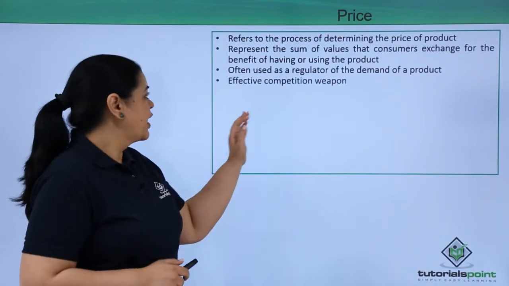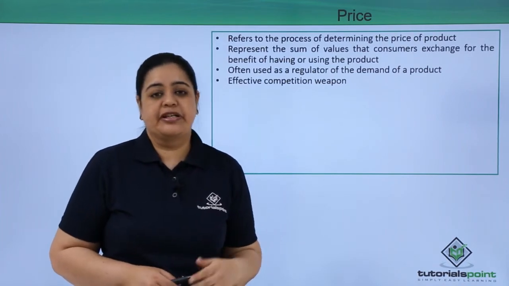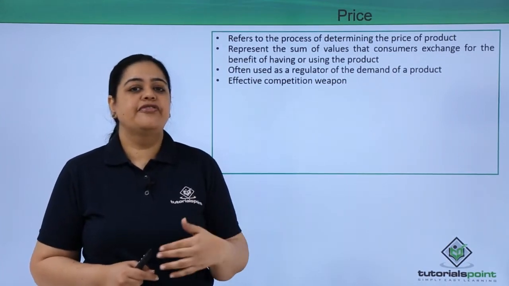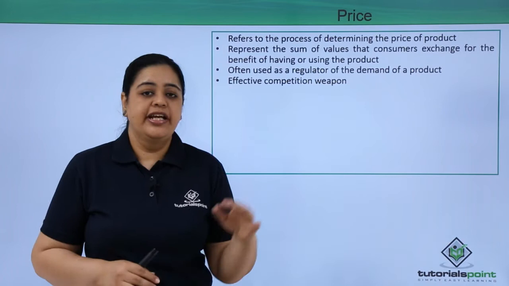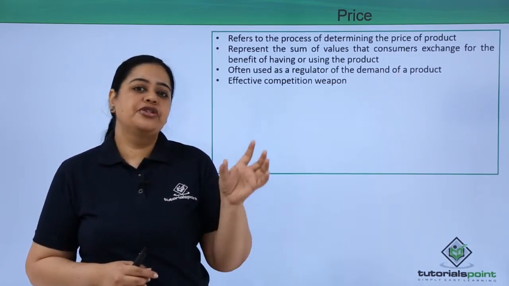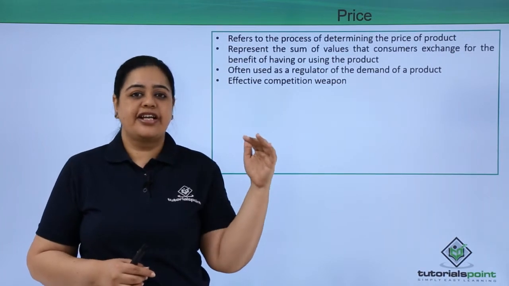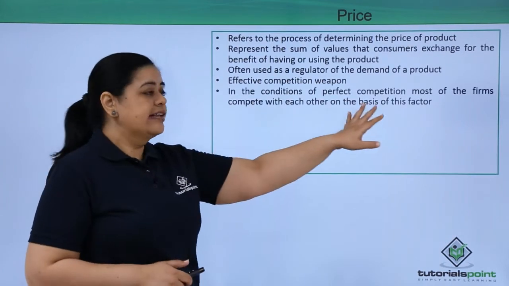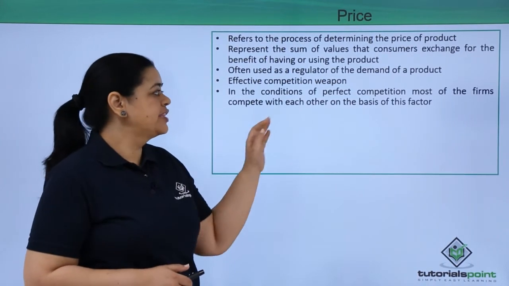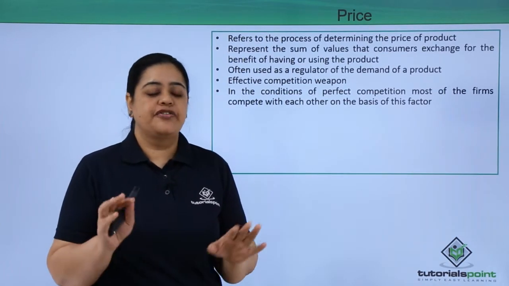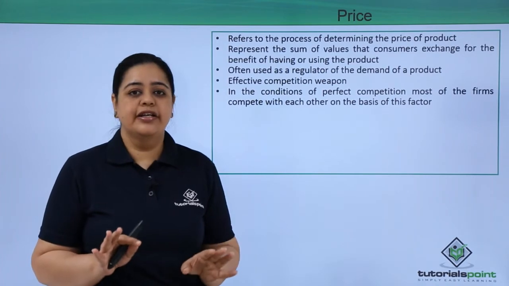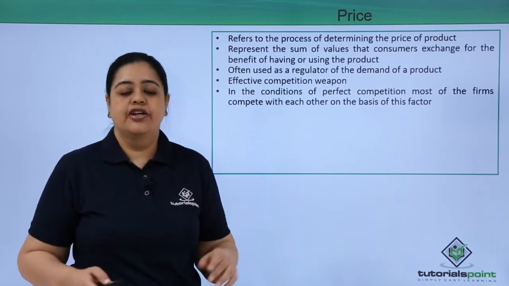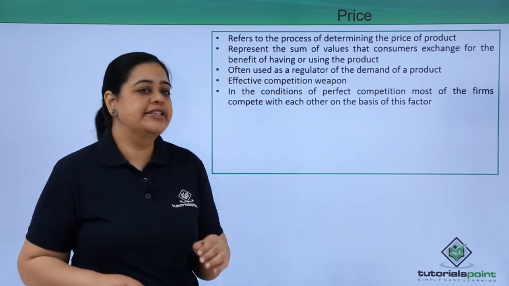Okay, now remember, it is an effective competition weapon. For example, if you want to capture mass market, then you always go in for a very low price compared to the competitors. In case you want to charge a premium, want to show that your product has a certain value which the competitor's product doesn't have, then you charge a premium price. Now, in the conditions of perfect competition, most of the firms compete with each other on the basis of this factor. So wherever there is perfect competition in the market, it is only the price on which the competition happens between the different competitors or different businesses.